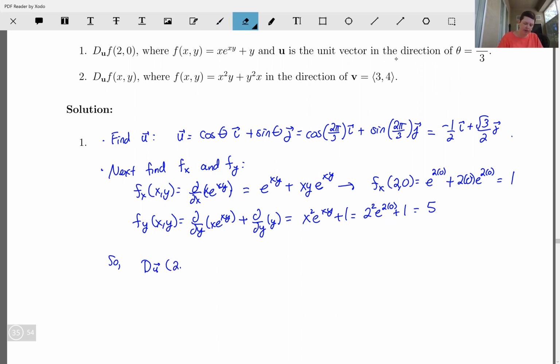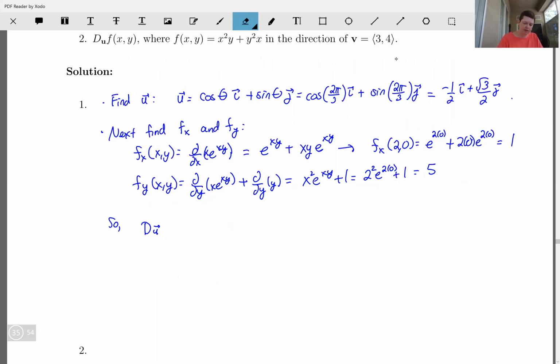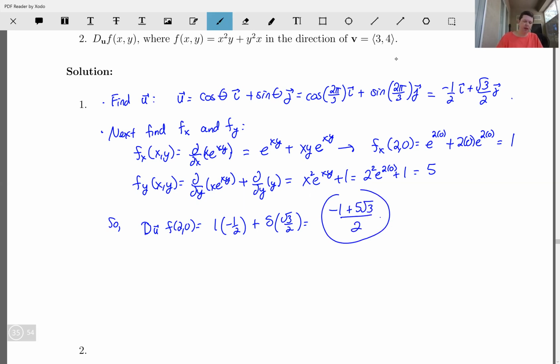So the directional derivative in the direction of u of our function, evaluated at (2, 0), is going to be 1 times negative 1/2 plus 5 times root 3 over 2. However you want to write this, negative 1 plus 5 root 3 over 2, and that's our answer. Okay, let's do another example.